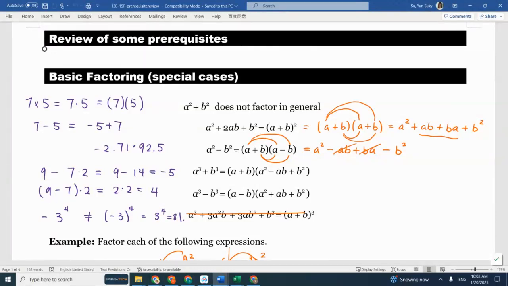A cubed minus B cubed. That is A minus B. So if this is minus, then the first factor is minus. Right? Do you remember that, everybody? And this sign is the opposite of that. So this sign is plus.